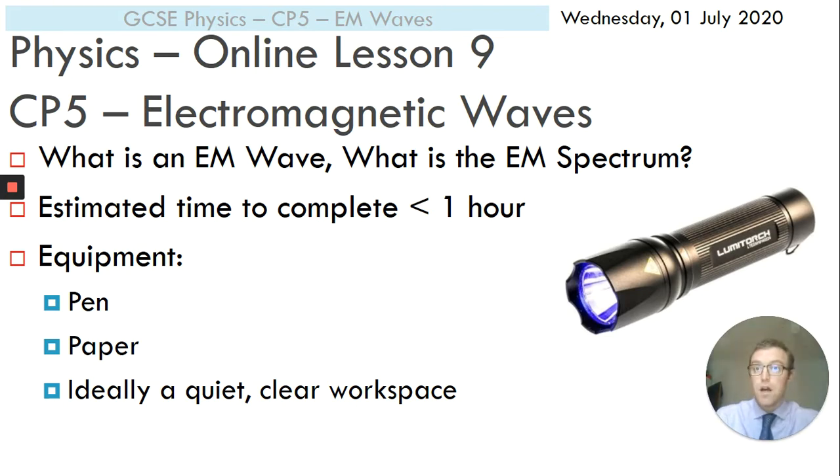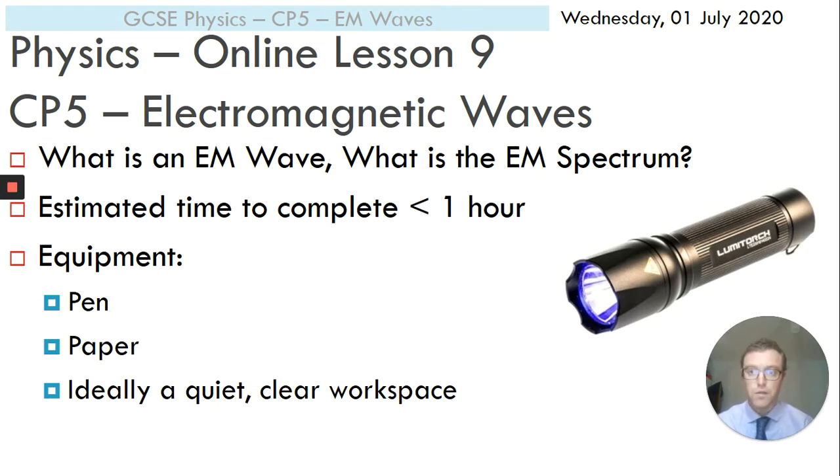It's online lesson 9, and this lesson we're looking at CP5, which is electromagnetic waves. What is an electromagnetic wave, and what is the electromagnetic spectrum? Those are the questions we'll be trying to answer this lesson. I'm going to keep it to much less than an hour this time. I know that some of my lessons were quite long, but this time it'll be a lot shorter, I promise.